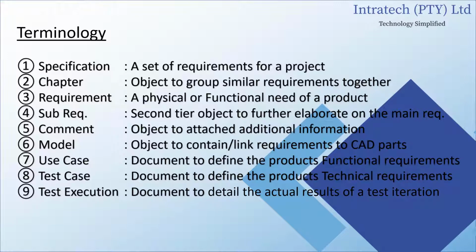A specification is a set of requirements for a project. The chapter is an object to group similar requirements together. Requirements are a physical or functional need of a product, and sub-requirements are a second-tier object to further elaborate on the main requirement.